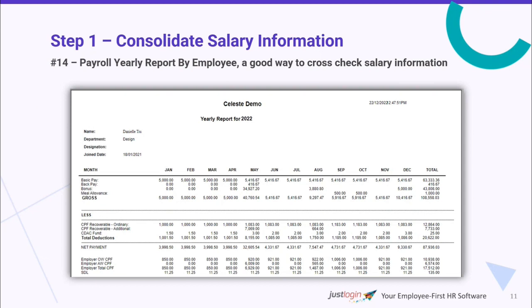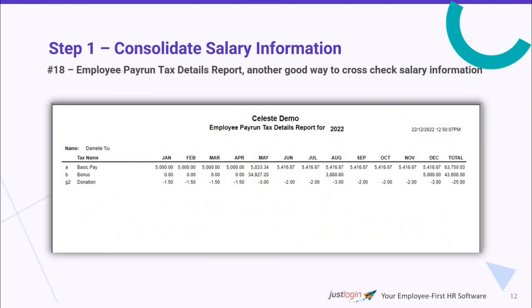Also part of consolidating salary information, we have 2 reports that you can use for the purpose of checking. The first one is report number 14. This is a payroll yearly report by employee, which is a good way to cross-check your salary information. The second report is report number 18, the employee pay run tax details report, which is also another good way of checking your salary information.